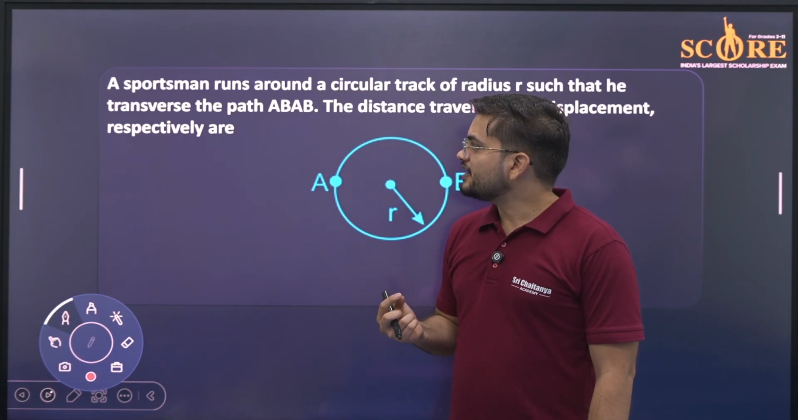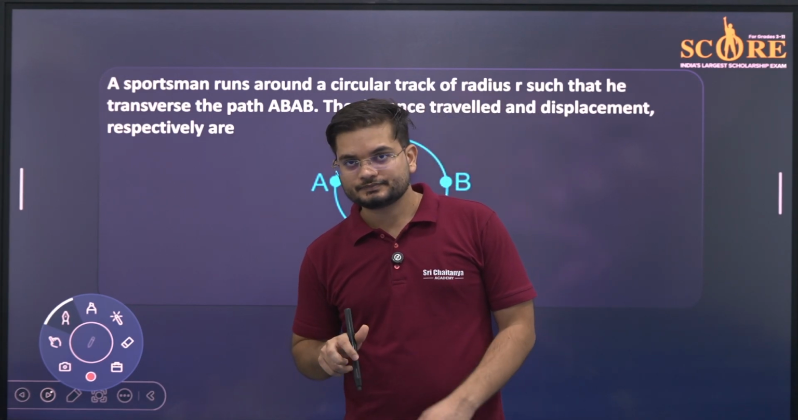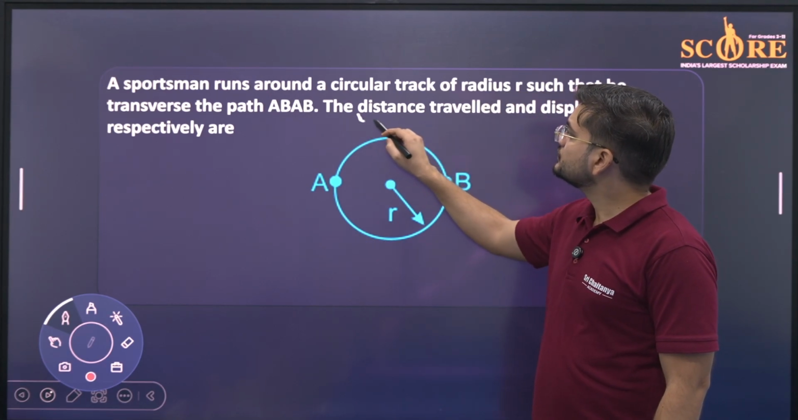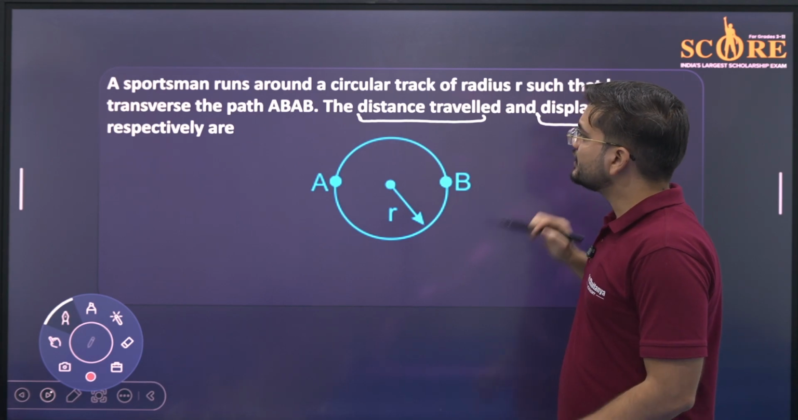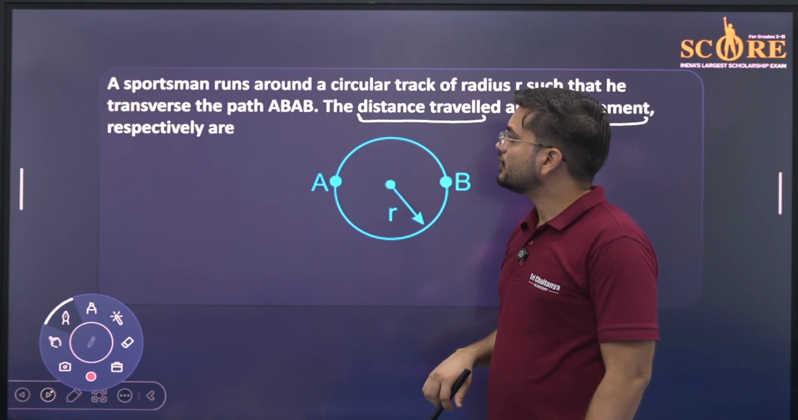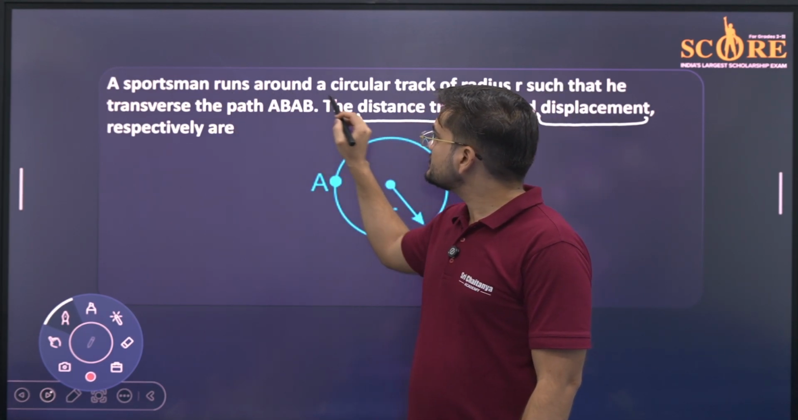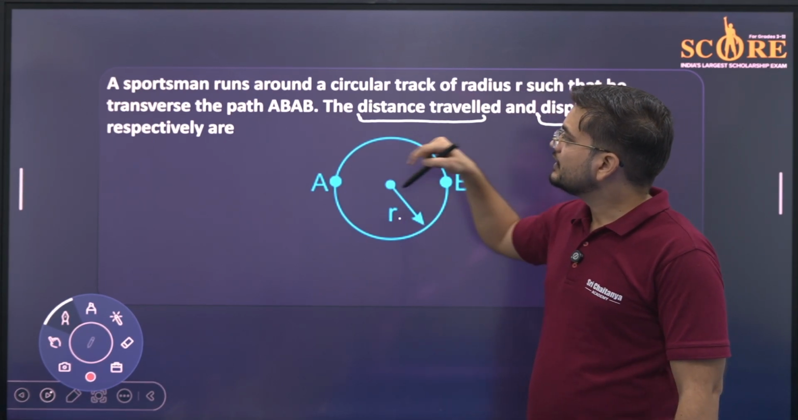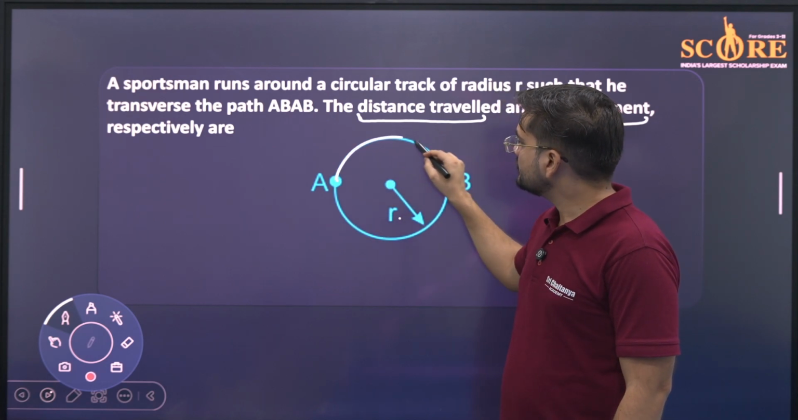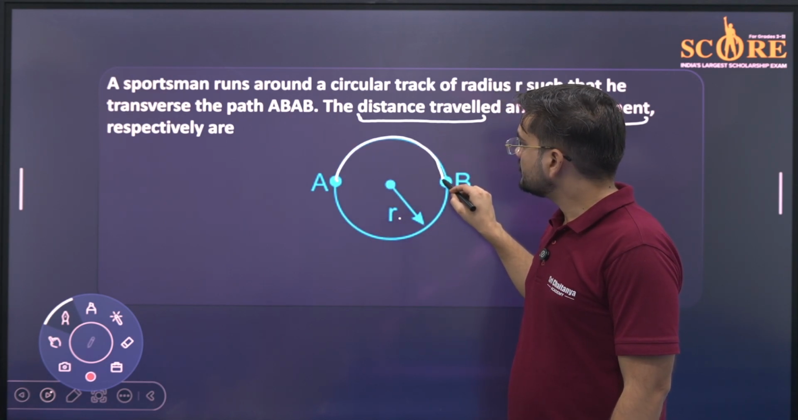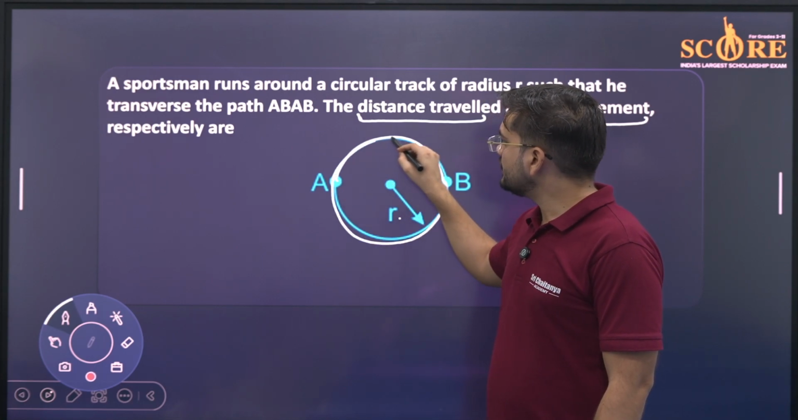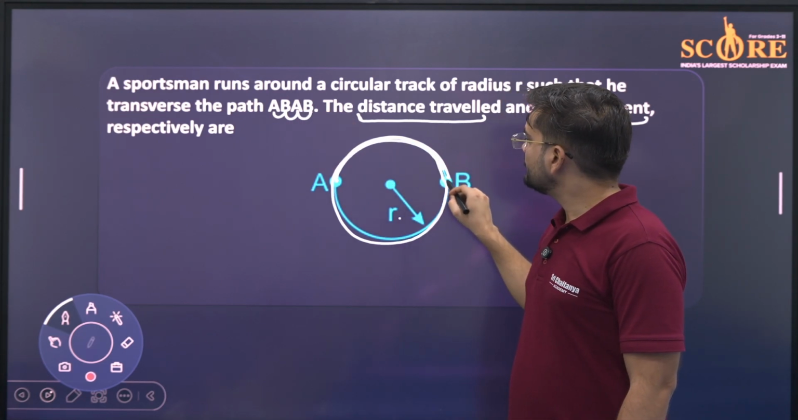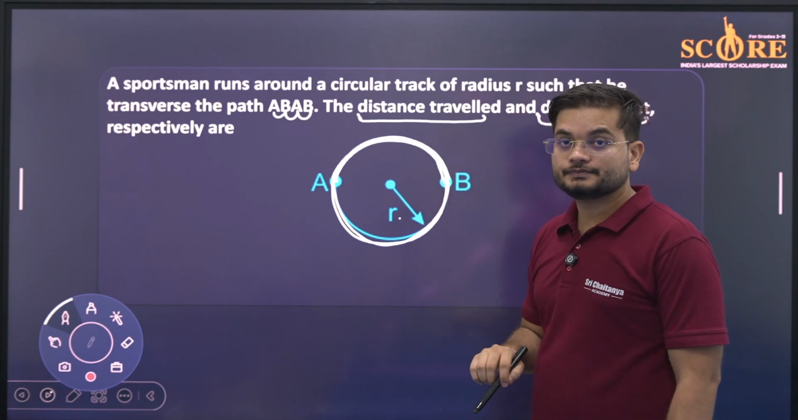Next, based on what we have discussed earlier, let's do a problem which is based on distance traveled and magnitude of displacement. What is the problem? A sportsman runs around a circular track of radius r such that he traverses the path A to B, then B to A, then A to B. Clear?